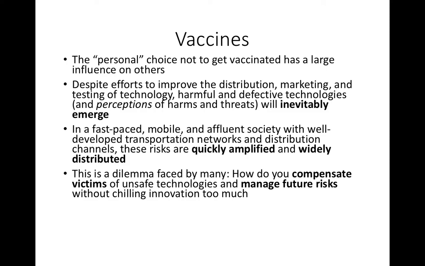How do you compensate victims of unsafe technologies in a way that makes sense and manage future risks without chilling innovation too much? And what I mean by chilling innovation is, in the case of vaccine makers, making it so expensive to compensate victims of their technology that they can't afford to make vaccines anymore. And this is something that the US legal system dealt with in the 1980s in the face of a rising number of lawsuits about potentially grievous side effects of vaccines.